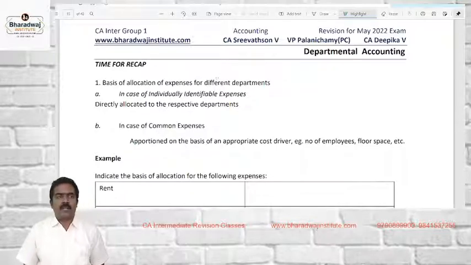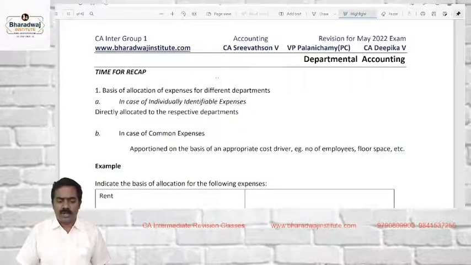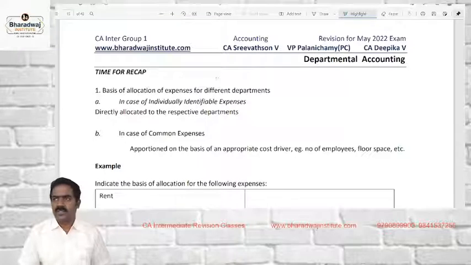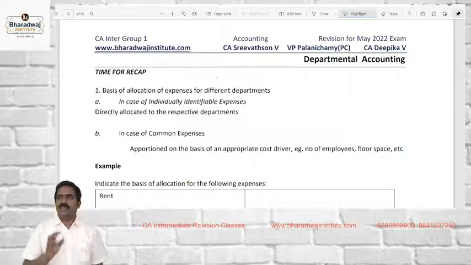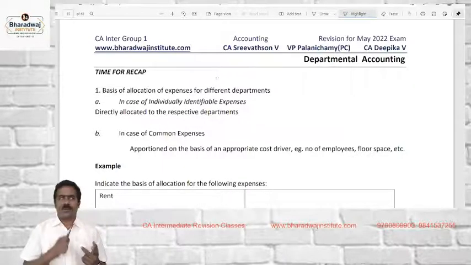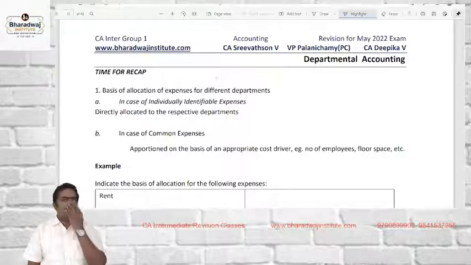Before we start with the departmental accounts, remember that the branch account model is followed when you have two or more locations of business. Here, you have two or more products or services. There is no problem in dealing with direct expenses. Sales, opening stock, purchases, closing stock, direct expenses are directly available. You can charge them in trading account, P&L account, no problem.